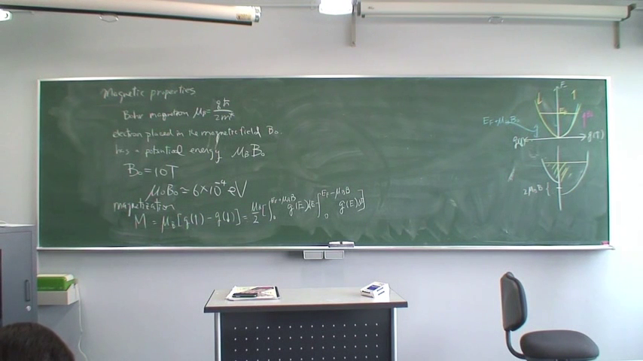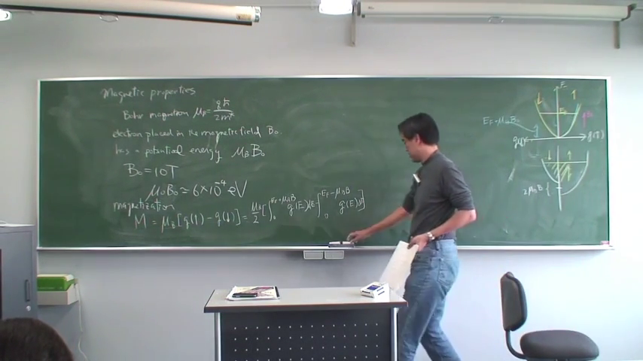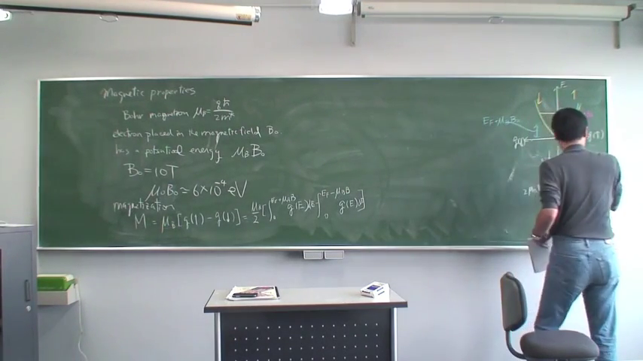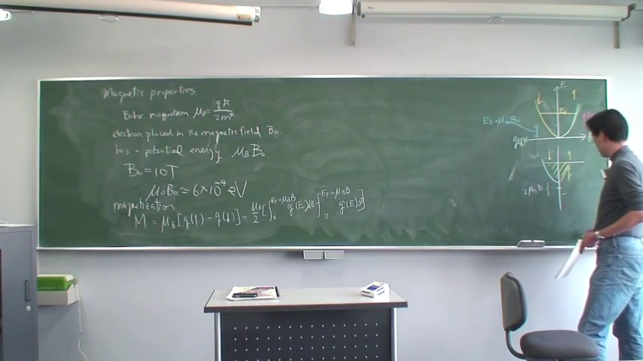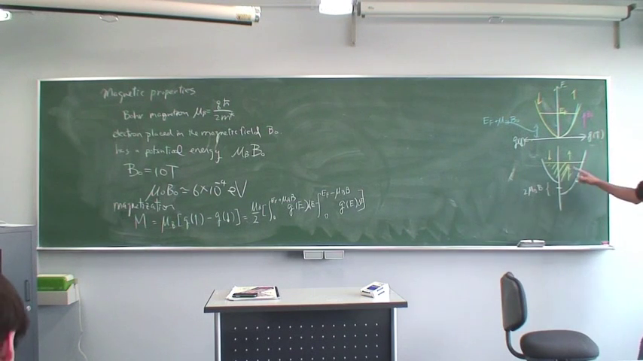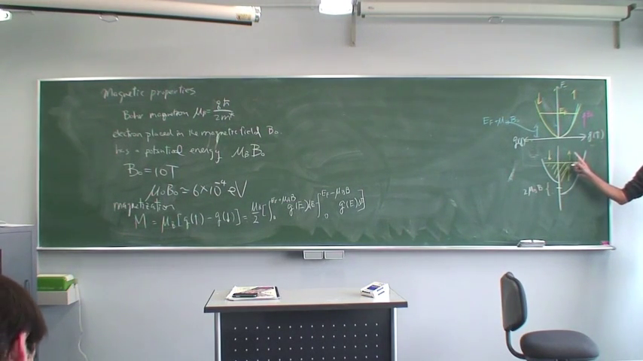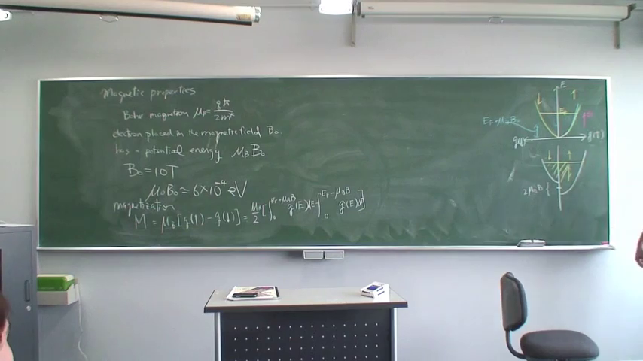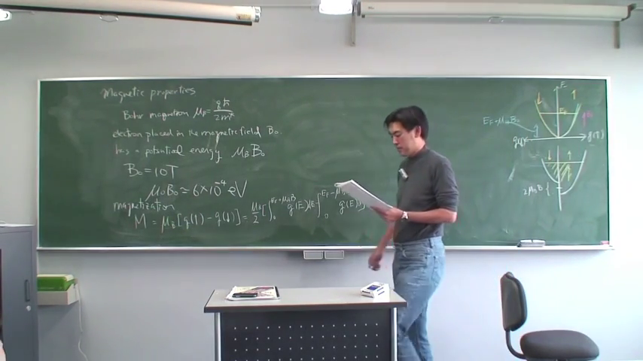Okay? So because of that, you have more upspin electrons than downspin electrons. So this induces magnetization of the material in this particular way, because we have more upspin electrons than the down spin electrons. Okay?